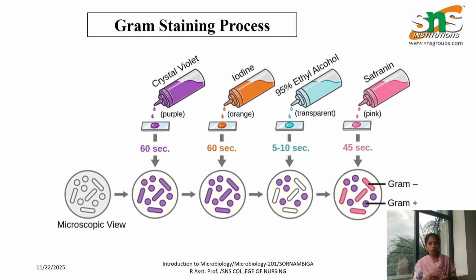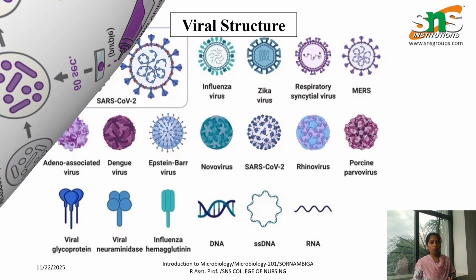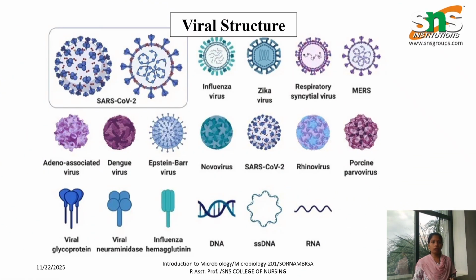After that we wash with tap water, and then under the microscope we can see whether the gram positive bacteria are visible in purple color and the gram negative bacteria are visible in pink color. So we can easily identify which one is gram positive and which one is gram negative.